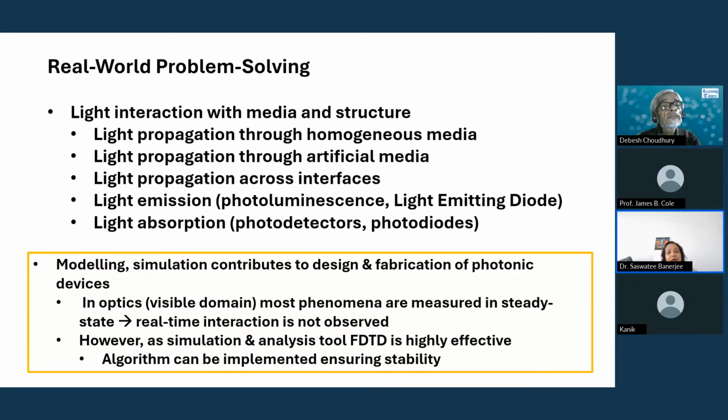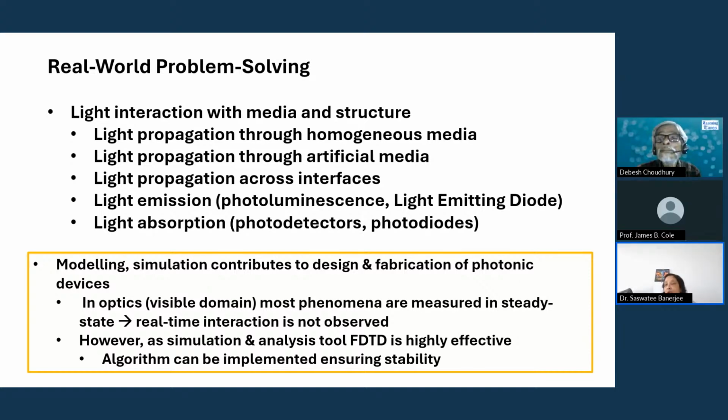And then there is light propagation across interfaces. This is very important, because anybody who deals with electromagnetism will know that whenever light comes to an interface between two media, there are electromagnetic boundary conditions that dictate how it gets reflected, transmitted or absorbed at the physical boundary between the two media. So we'll see a little bit of that.